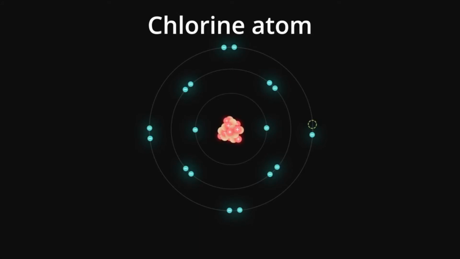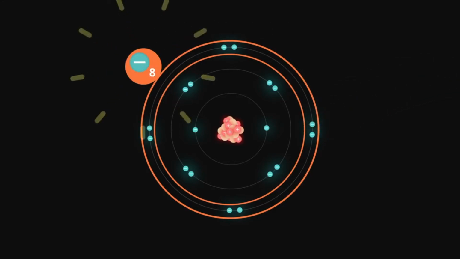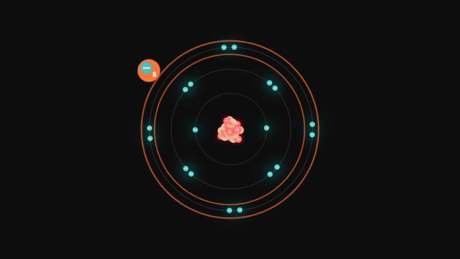Here is a chlorine atom. It starts out with 7 electrons in its outer shell. If it could only get 1 more, it would reach that magical number of stability. It wants an extra electron so much that it can pull it away from almost any other substance. That is why chlorine is so reactive.